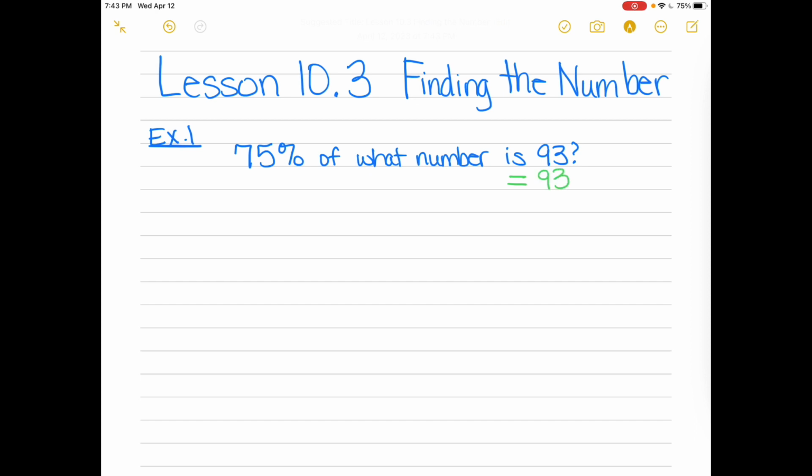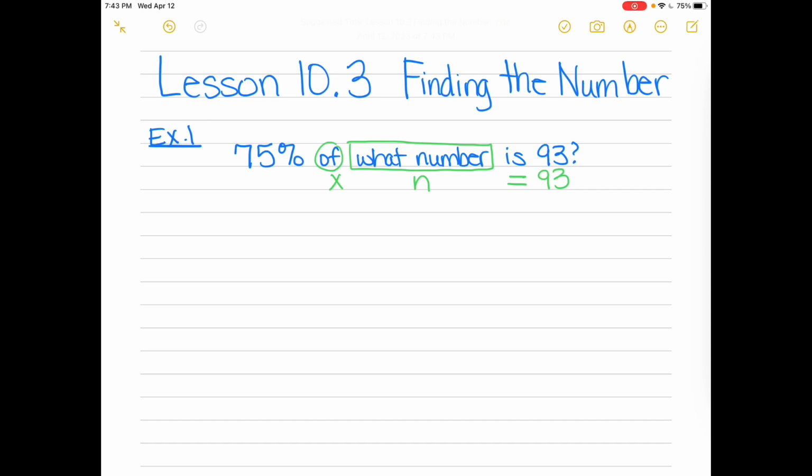93 is after that equal sign. Where it says what number, that means that's what we're looking for. We don't know that, so that's going to be our variable. In the last lesson, I used P because it was saying what percent. In this lesson, we're going to use N. And of, just like in the last lesson, means times.